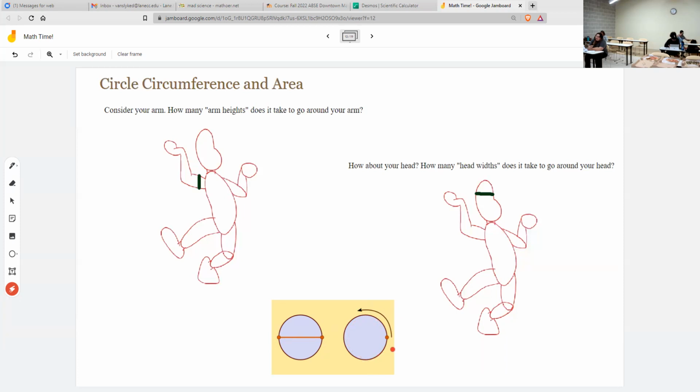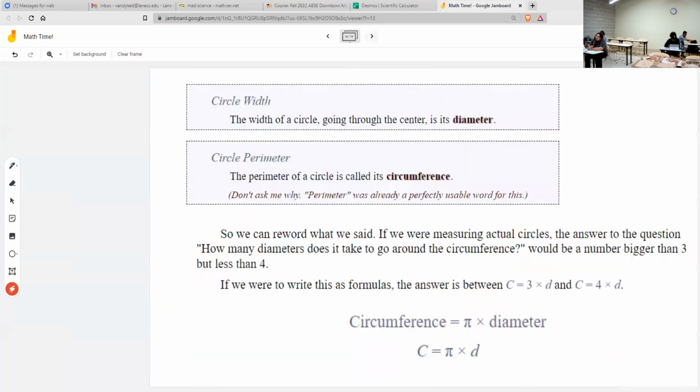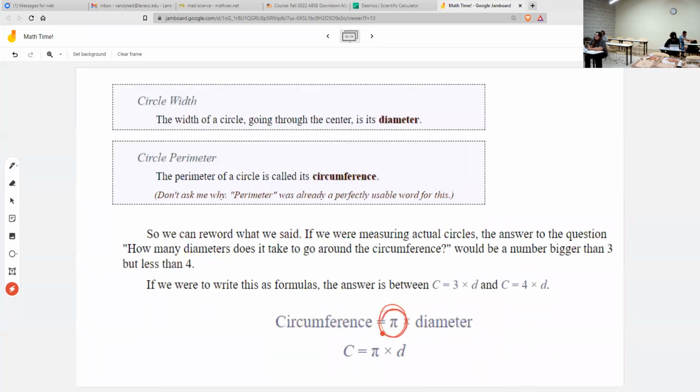If we did this with real circles, it doesn't matter how big they are. The answer is more than 3 and less than 4, and it would always be the same number. And so we call it pi with that fancy symbol. And this formula doesn't mean anything magic.